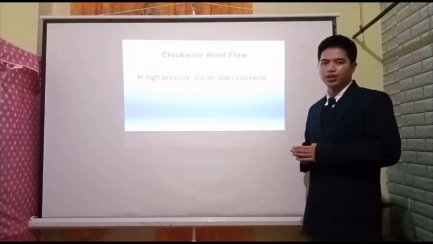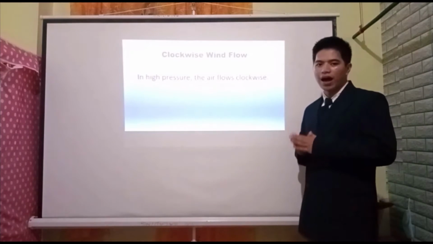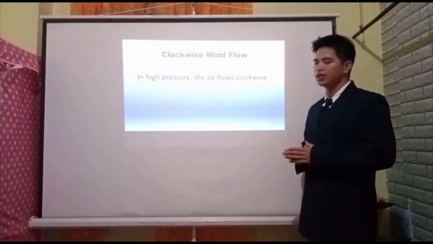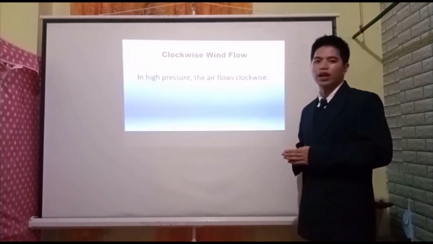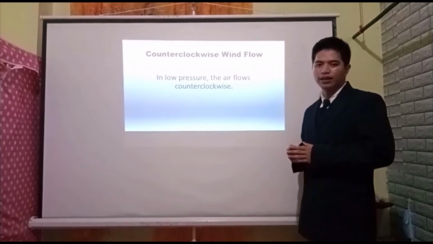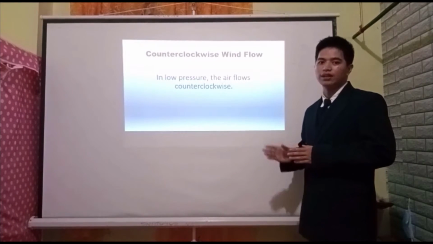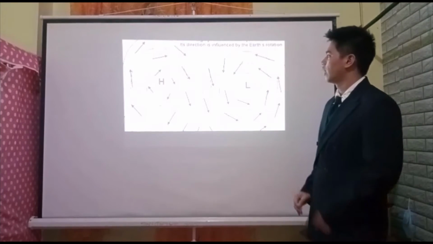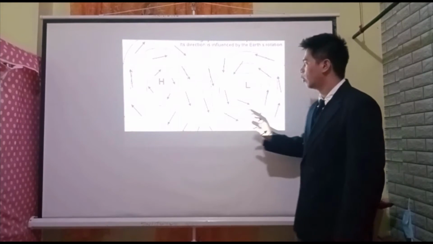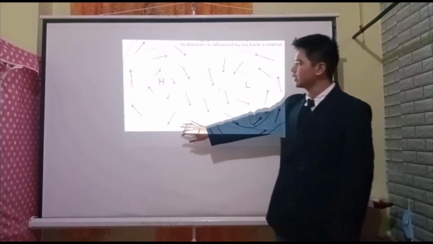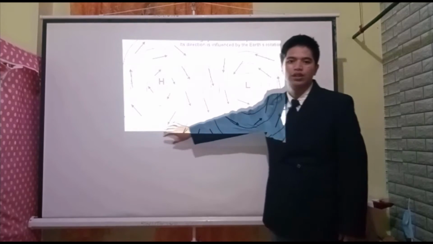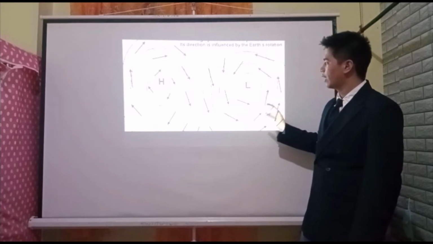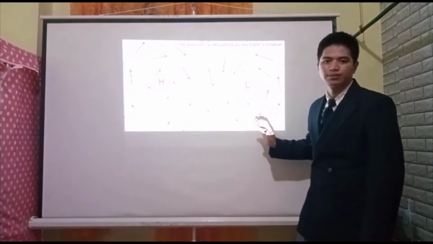The next features are the wind flows of high pressure systems and low pressure systems. In high pressure systems, the air flows clockwise, while in low pressure systems, the air flows counterclockwise. So here's the picture of high pressure systems and low pressure systems. In a high pressure system, the air flows clockwise, while in a low pressure system, the air flows counterclockwise.